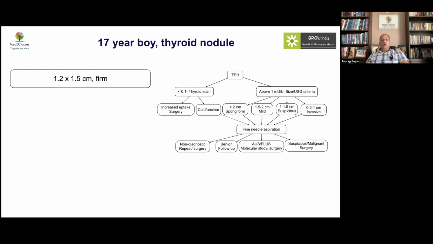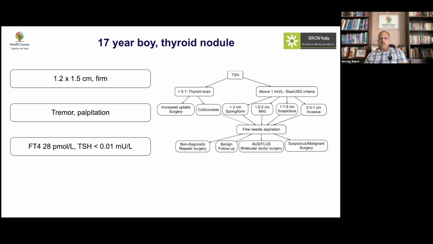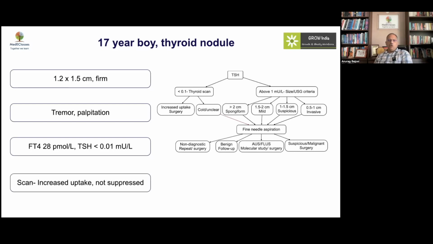A 17-year-old boy with a thyroid nodule. Again, it's a big size, 1.2 to 1.5 centimeters, a firmish nodule. There's also tremor and palpitation. So again, there are features of thyrotoxicosis. You have a high FT4 and TSH is low. So again, an important scenario to look at. The scan shows increased uptake, but the remaining area is not suppressed. So this is different from what we discussed in the previous case. So what do you think should be done? Maybe you can put your options in the chat. You can put what you want to do. In the previous case, the nodule was increased and the remaining area was completely suppressed.